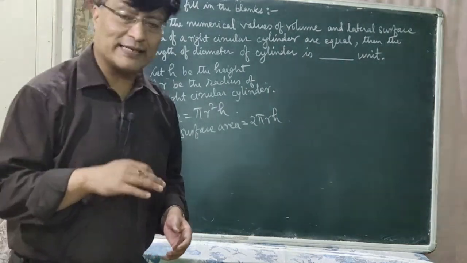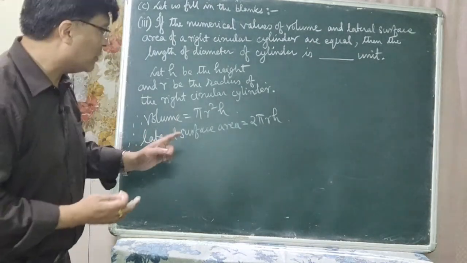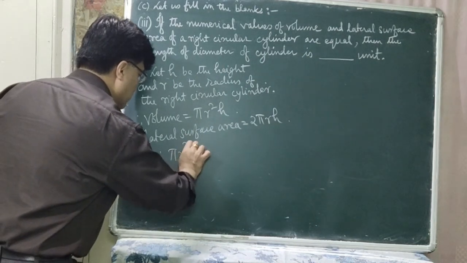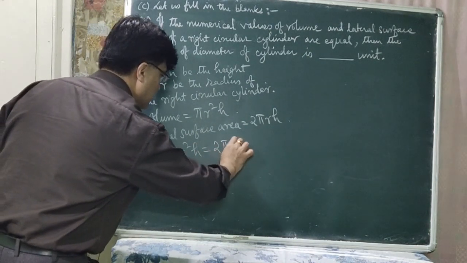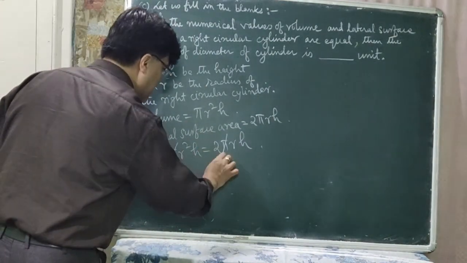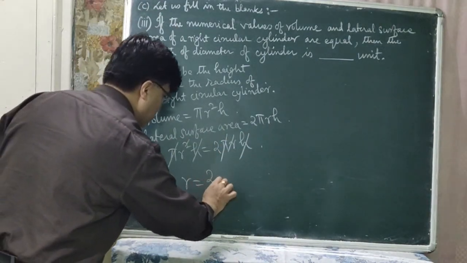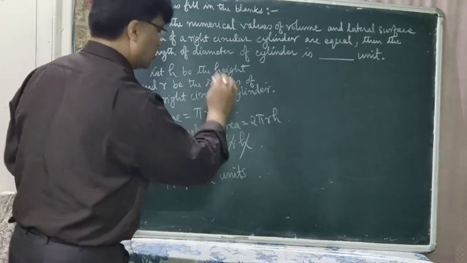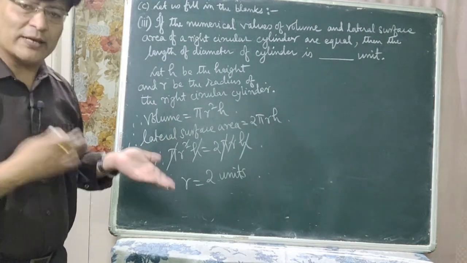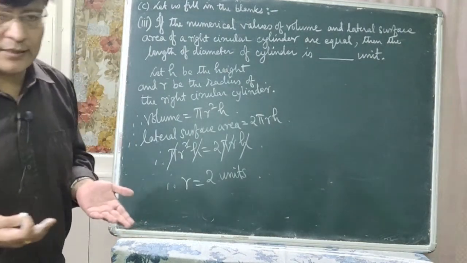Now in the question it is given that the numerical values of volume and the lateral surface area of the cylinder are equal. That means we can equate these two, right? So therefore pi r square h is equal to 2 pi RH, right? So here pi gets cancelled, h gets cancelled, and r and square gets cancelled. So r is equal to 2 units. That is, what is the radius of the cylinder? It is 2 units. From radius you can find out the diameter, because you know that diameter of the circle is twice its radius, isn't it?